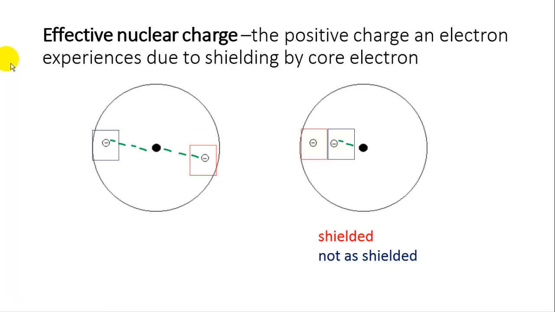It's the positive charge an electron experiences due to the shielding effect caused by core electrons. So if you take a look at the leftmost diagram, you have two electrons, and this electron is experiencing the full charge of the protons in the nucleus. And the electron housed in that blue square is also experiencing the full charge of the protons that are housed in the nucleus. Now remember, as you go down a group in the periodic table, you're increasing the number of protons. Likewise, as you are going across a period in the periodic table, you're increasing the number of protons by 1, and you're also increasing the number of electrons by 1.